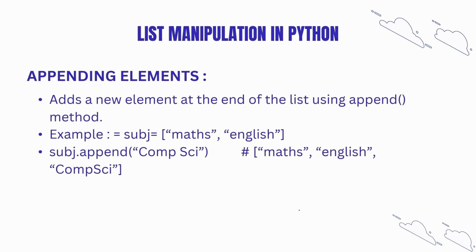First we'll see appending elements. Appending elements means adding a new element at the end of the list using the append method. So we have this list subject with math and English, and we want to append computer science. So we'll just say subject dot append computer science. So our list will become math, English, computer science. Now we have 3 elements in our list. So this is how we append elements to the list.